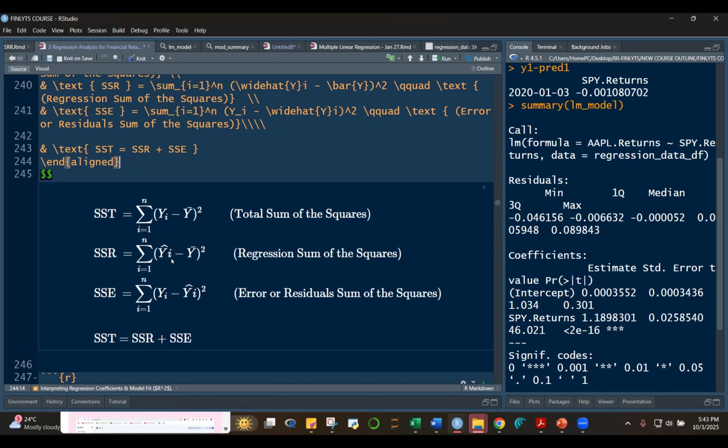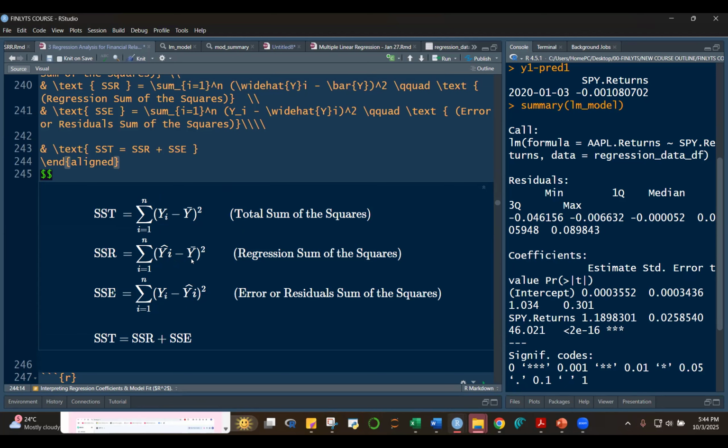We improve on the mean by using the forecasted value, using SPY returns. Here we did not use SPY returns. Here, this y hat is your SPY returns, this is your predicted value, right? Where did we get the predicted value? Beta null plus beta 1 times x. x is the SPY returns. And then we subtract the mean.